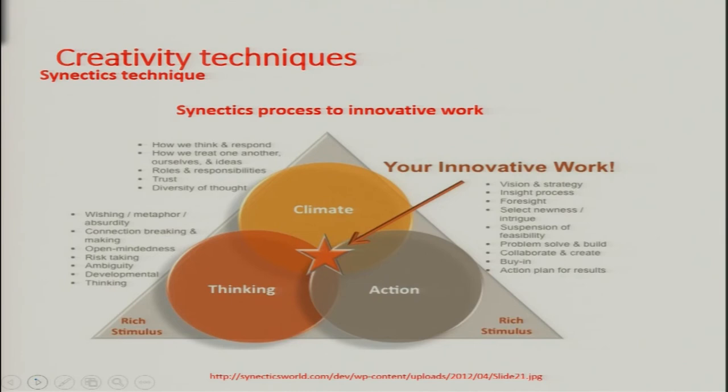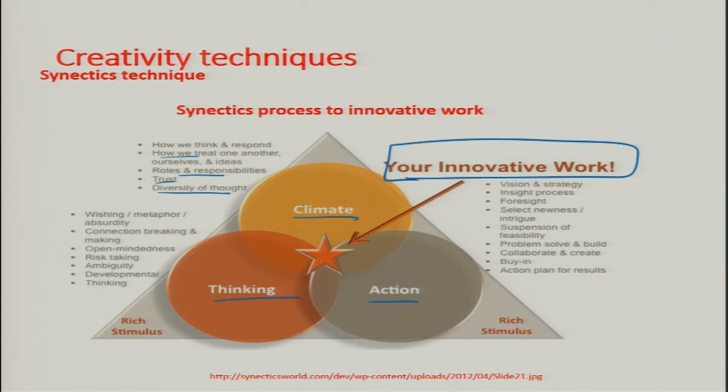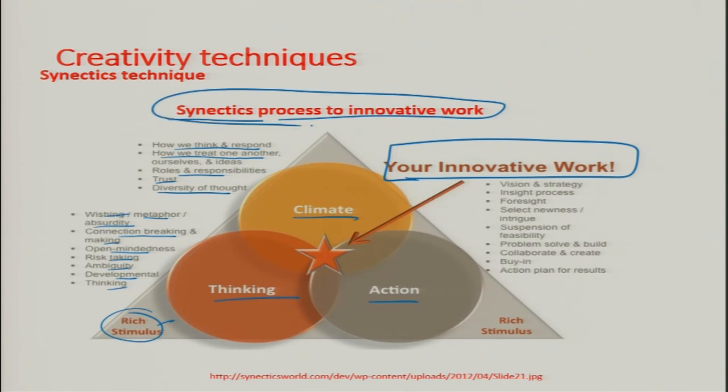Now this is the synectics technique illustration. This is our innovative work, the star. Where does it come from? The climate, the thinking and the action. So how do we think, what kind of climate is there, roles and responsibilities, trust, diversity of thought, how do we treat one another, how do we think and respond to each other. Then thinking is wishing, your metaphor, your absurdity, then connection breaking and making, open-mindedness, risk-taking, ambiguity, developmental thinking. So this is rich stimulation that happens here, that helps us to have a synectics process to innovative work. Then action can be vision and strategy, insight processes, foresight, select, newness.